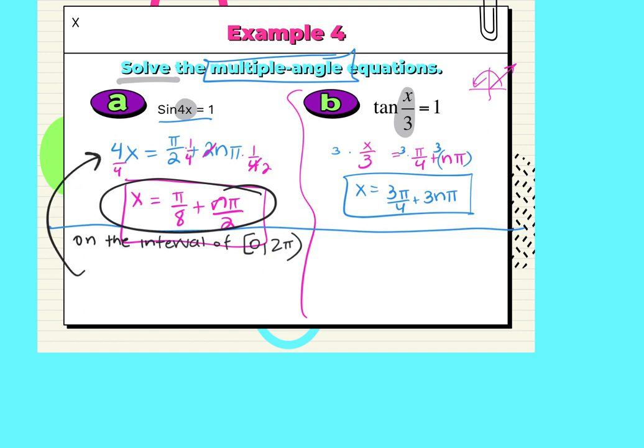I would find the angle in which sine is 1, which is pi over 2, plus 2n pi. I would then divide by 4, and I'd get this. But that's not my answer. I actually have to find the specific angles that fall between 0 and 2 pi that start at pi over 8 and then increase by intervals of pi over 2, because that's what n pi over 2 would be.